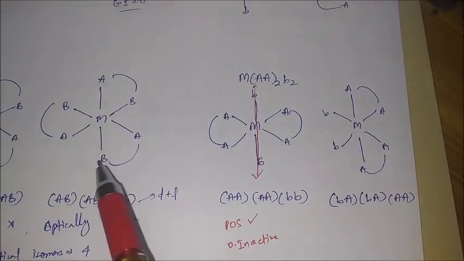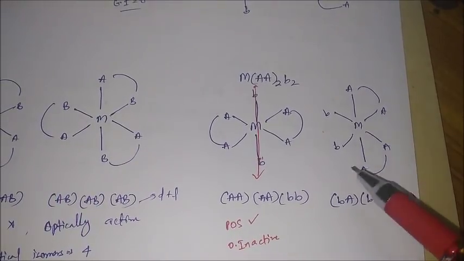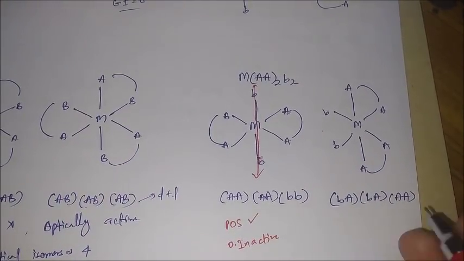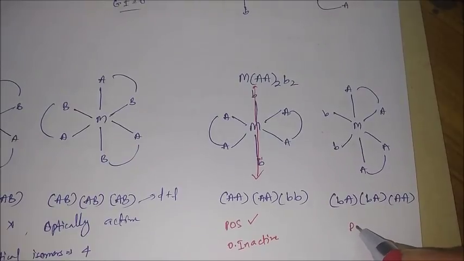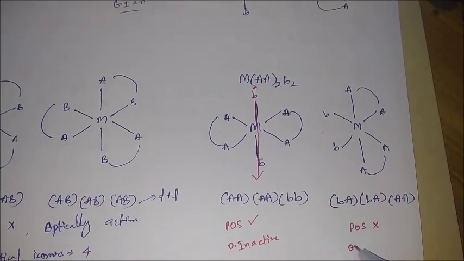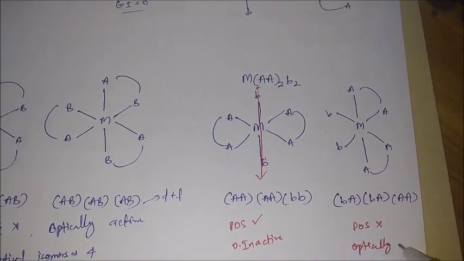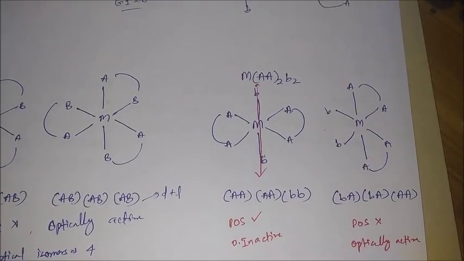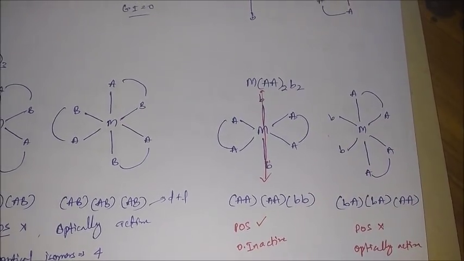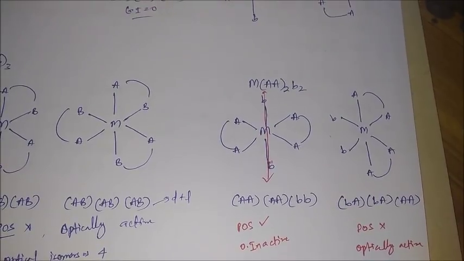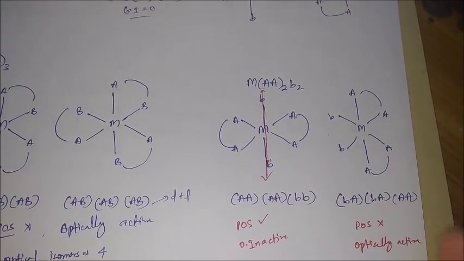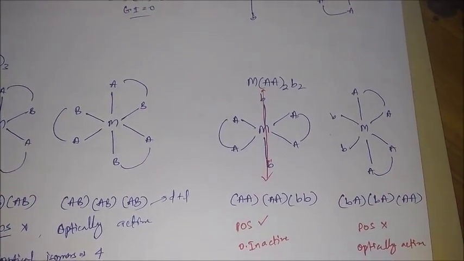Similarly here also we could not have cut them. Similarly here also we cannot cut them in two equal halves. So that's why it also does not have a plane of symmetry, and it is optically active. In this way you can easily find out whether your complex is optically active or not. Let's take one more last example, and then we will move on to solving questions.